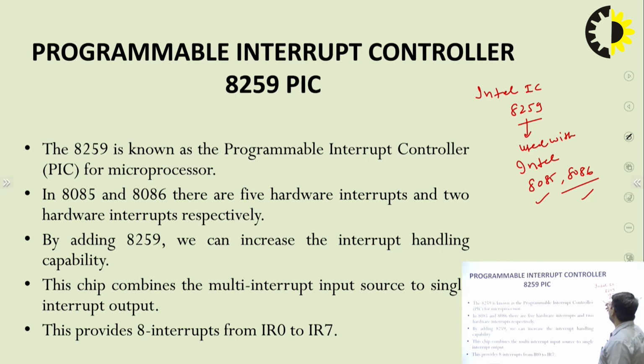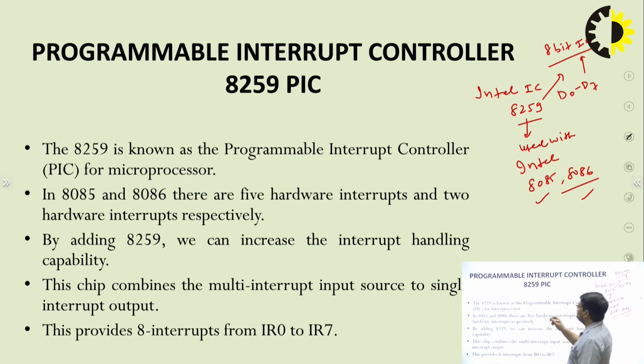This IC Intel 8259 is basically an 8-bit IC. That is, it can handle 8-bit data transfer between the 8259 and the microprocessor 8085 or 8086. So we can see that in the IC 8259 we will have data lines D0 to D7 because this is an 8-bit IC. Now, what is the main purpose of this IC?